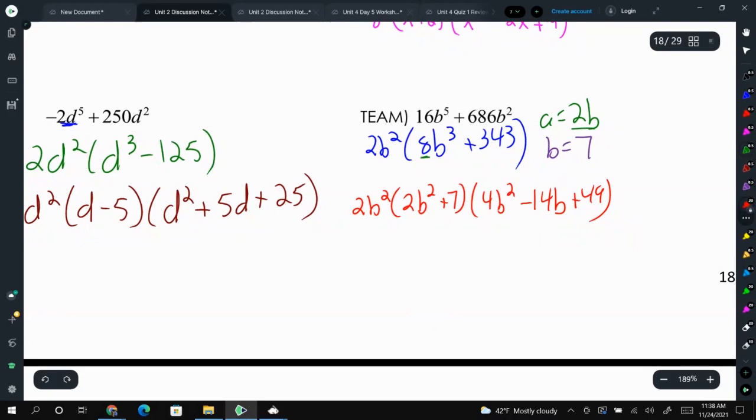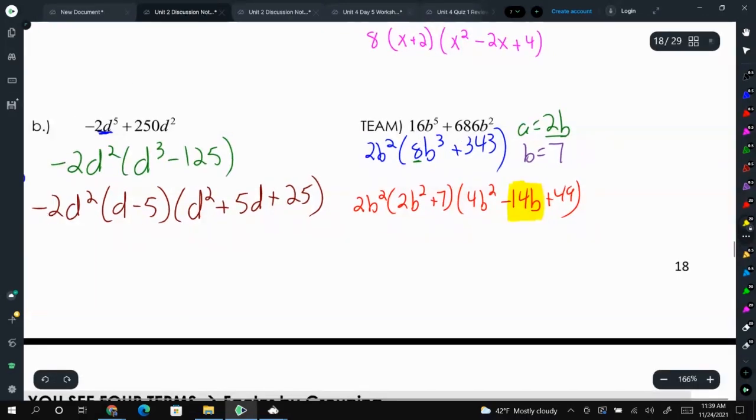So then you might be wondering, how did I get this negative 14b? Well, remember, that middle term is a times b. Well, a is 2b, and b is 7. So 2 times 7 is 14. So that's how we get 14b. So I hope that those were not too bad once you're able to figure out your a and b.